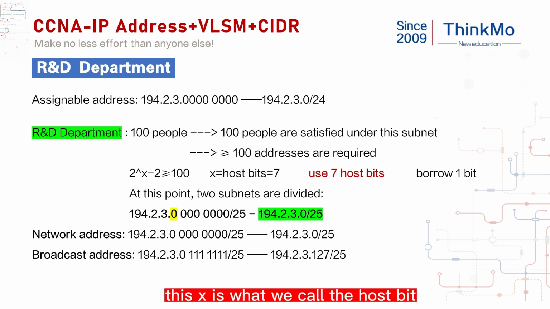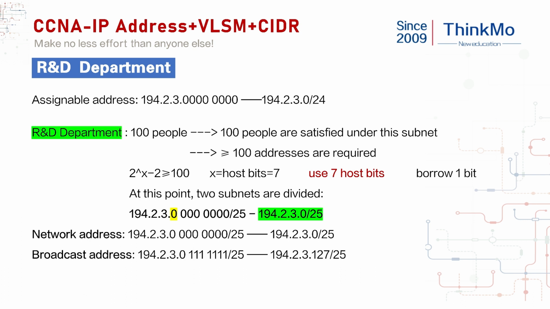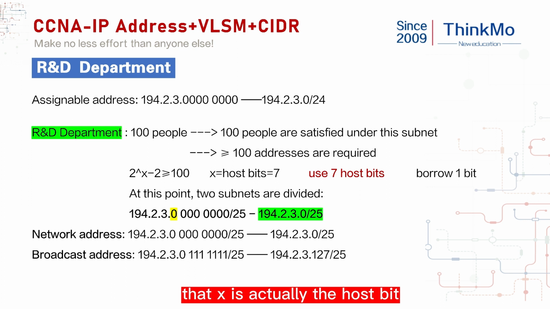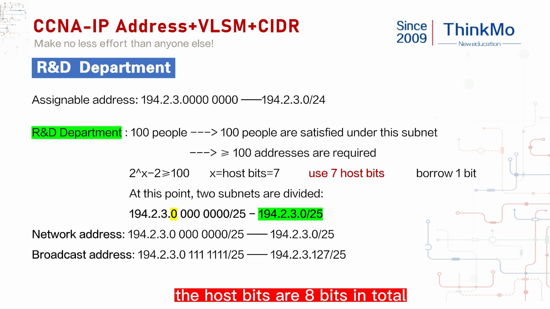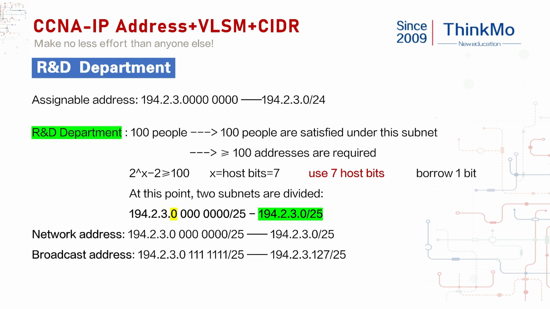This x is what we call the host bit. 100 people are 100 hosts. That x is actually the host bit. So let's calculate what x is. Logically speaking, before subnetting now, the host bits are 8 bits in total. The address that can be assigned at this time is such an address. Okay. x is 7. But everyone will find that 2 to the 7th power is more than 100.